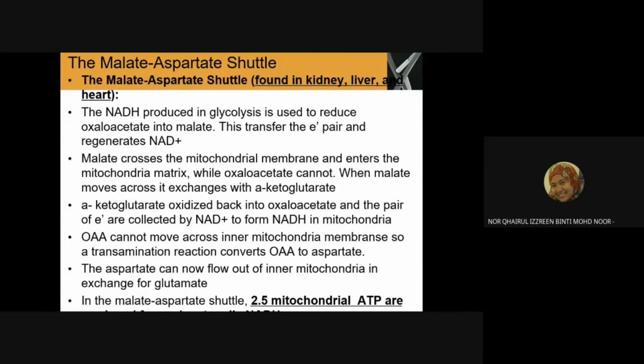They must exchange, so there are two ways. Malate goes in, alpha ketoglutarate goes out. When this alpha ketoglutarate crosses from the intermembrane space to the cytosol, it must be oxidized to oxaloacetate. Then the cycle repeats: oxaloacetate for malate, malate goes in, exchanged for alpha ketoglutarate moving out to the cytosol from the intermembrane space. So what happens to malate in the intermembrane space?